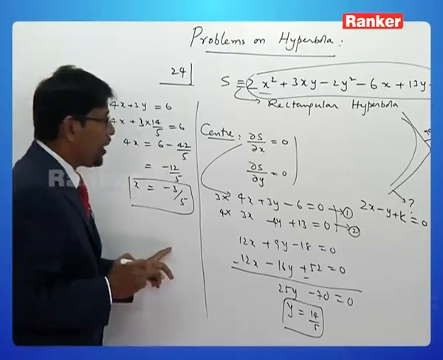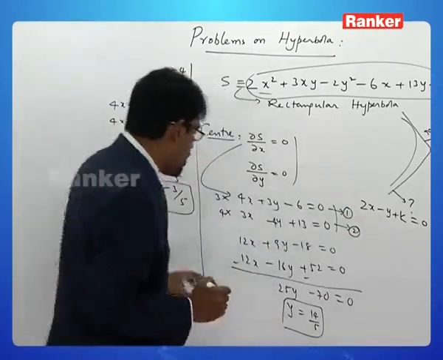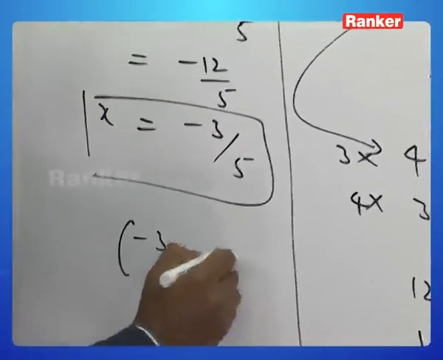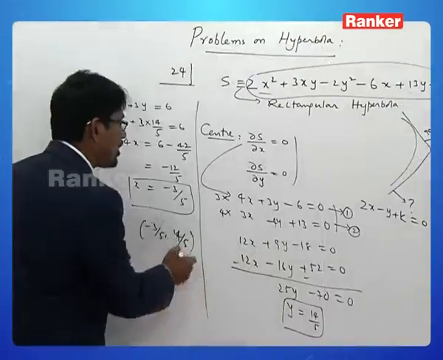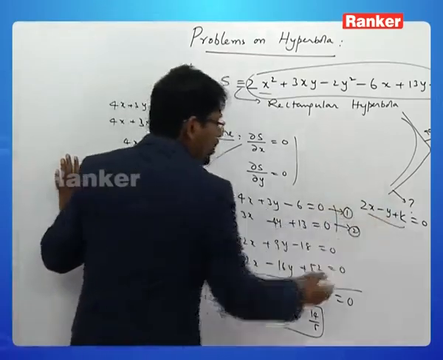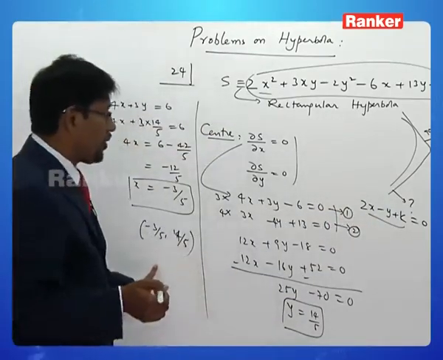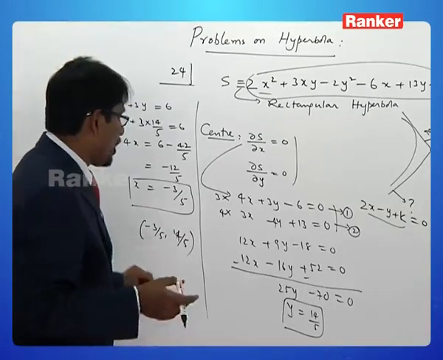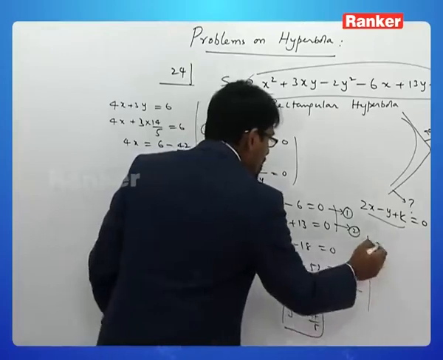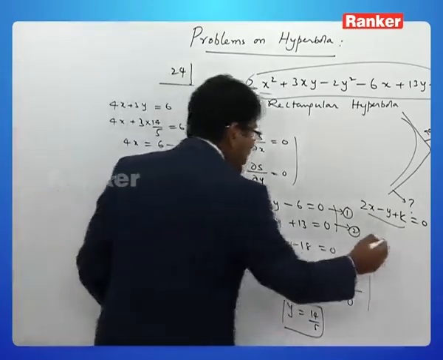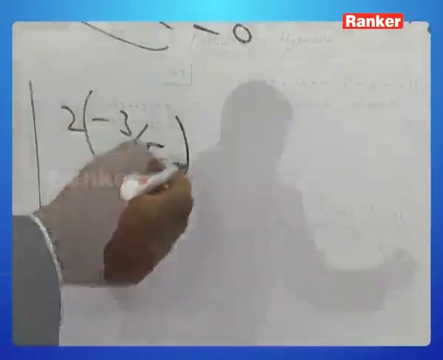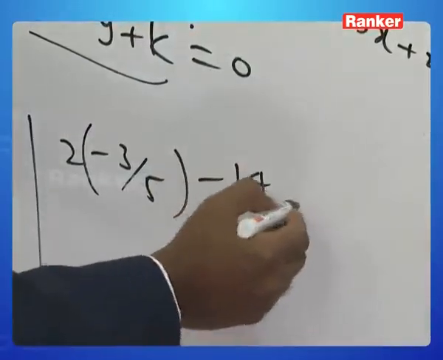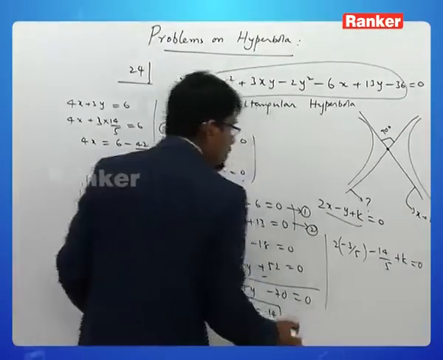Now what is that point? (−3/5, 14/5) has to satisfy this 2x − y + k = 0. So what is that k for which it will be satisfying it? Okay, now I'll substitute here: 2 into −3/5 minus 14/5 plus k is equal to 0. So what is k?